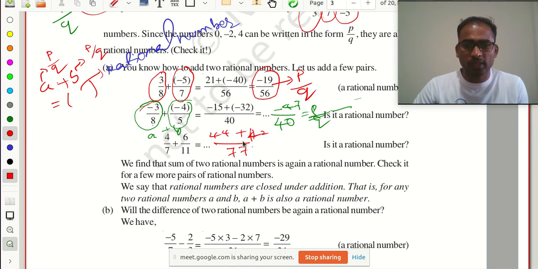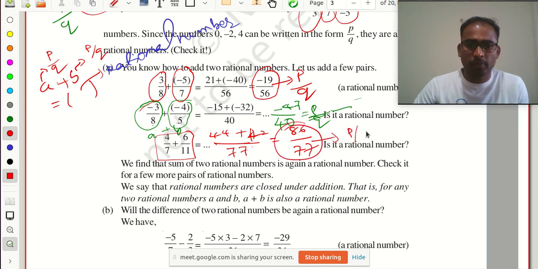You know how to find the sum of these two rational numbers? We already learned in your previous classes. So 44 plus 42 is 86 upon 77. So this is also in the form of P by Q. So this is a rational number.